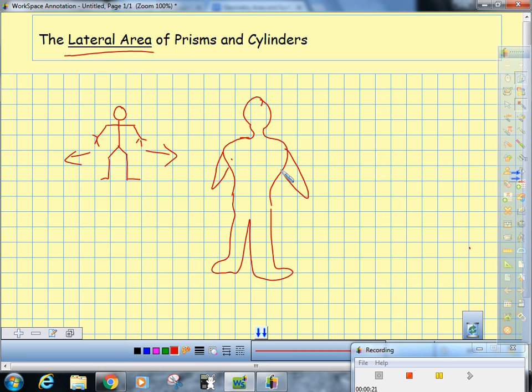Pretend you have hands. Okay, your lat muscles, where are they? They are right over here. Those are your lateral muscles, your lats. Okay? So, what does lateral mean? It just means sides. Okay? So, the lateral area of a prism and of a cylinder can easily be calculated, but before we get to that, let me explain some things to you real quick. I'll do my best. Okay.